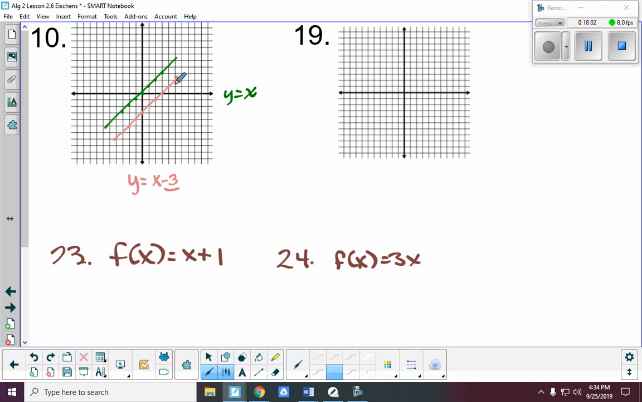So that's all you do. If this would have said x plus 5, you would have taken every point from the original parent function and moved it up 5. So that's what you'll have to do on the next problems.